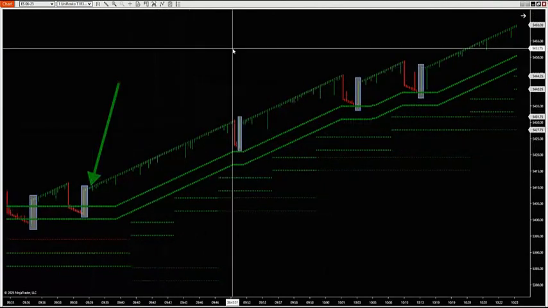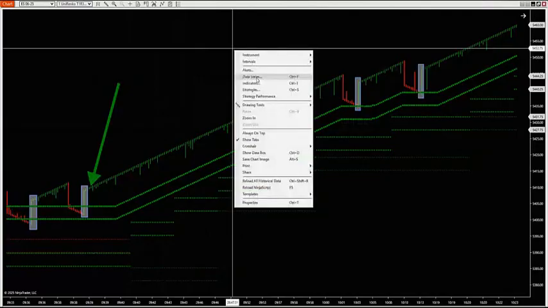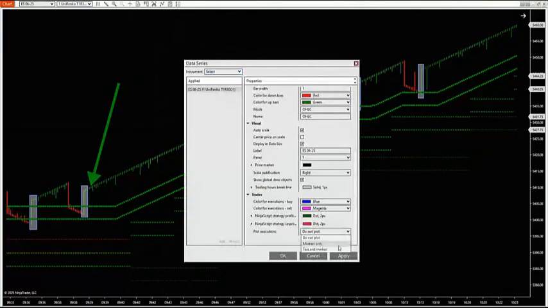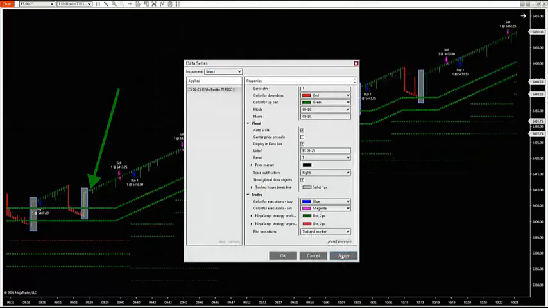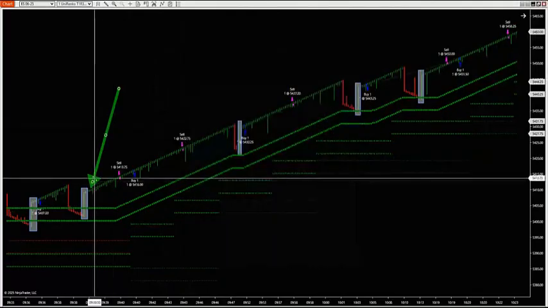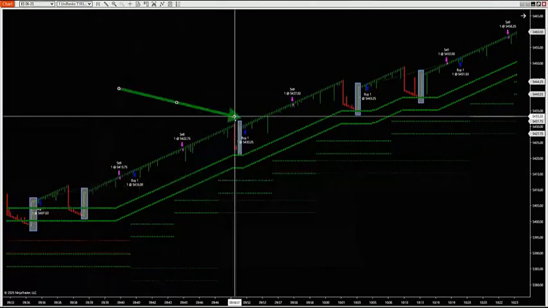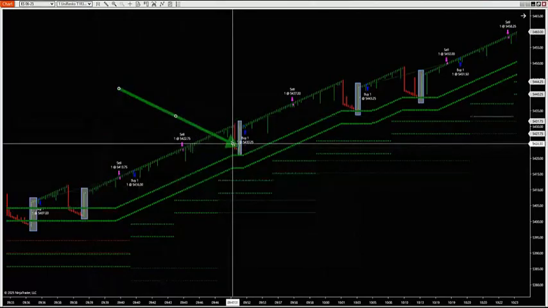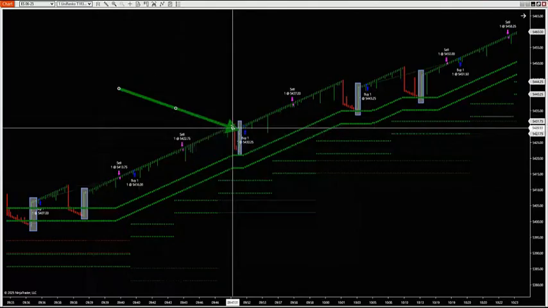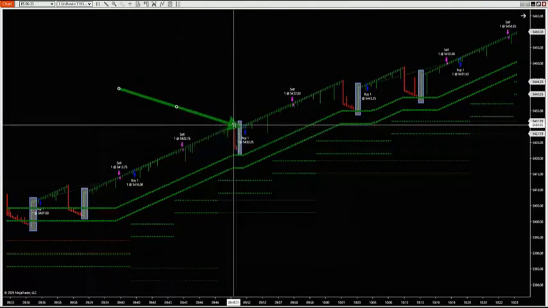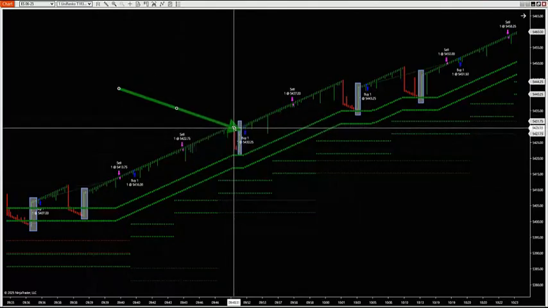I'll put this on here. It's going to look for the first liquidity grab after the V bottom. So here's your V bottom. And then it'll look for the first distortion in price. And then we'll get long.